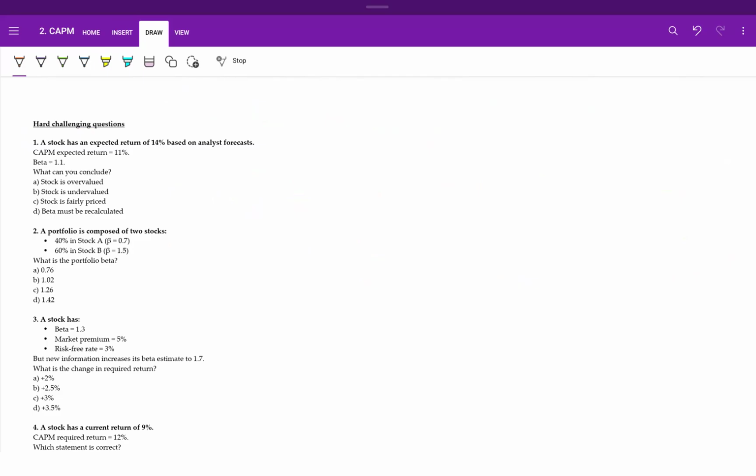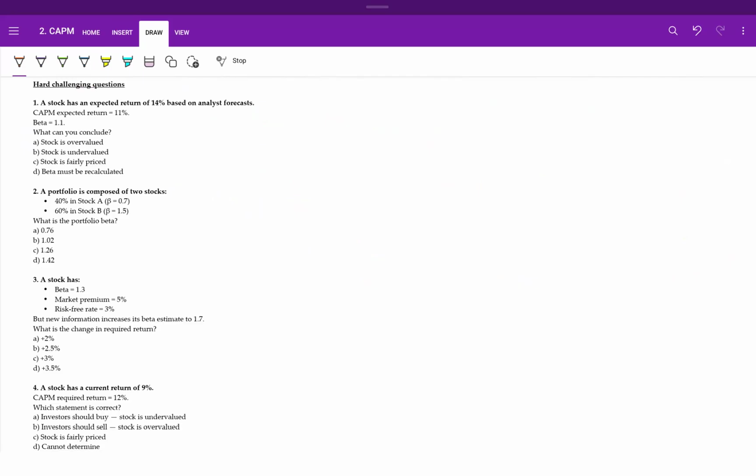Question number one is about a stock that has an expected return of 14% based on the analyst forecast. The capital asset pricing model, CAPM, expected return is 11%. From the perspective of alpha, we are expecting 14% and the capital asset pricing model says 11%. This means the stock is undervalued by 3%. So what should you conclude? That the stock is undervalued, not overvalued, but undervalued.